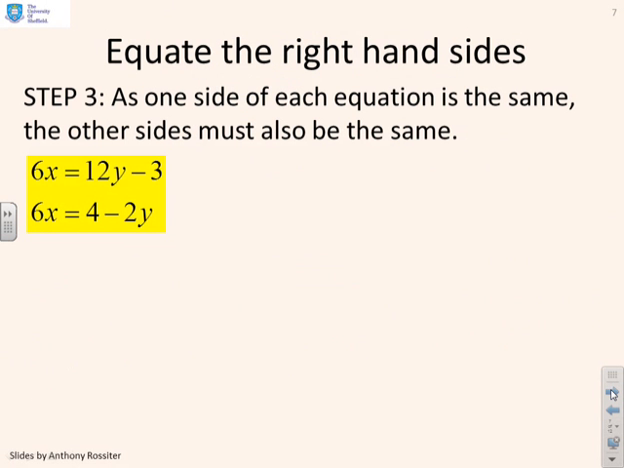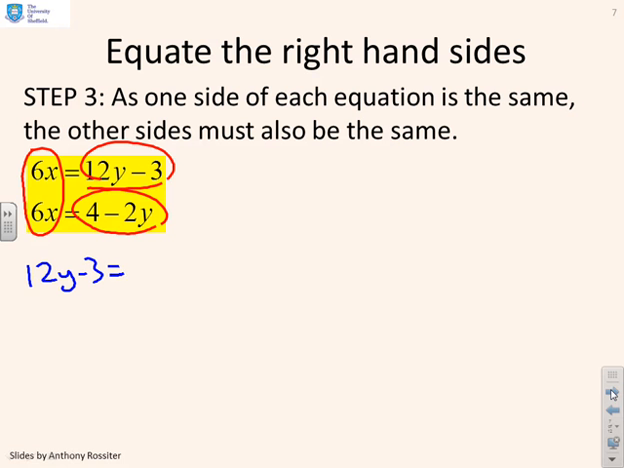Right, step number 3. As one side of the equation is the same, then the other sides must also be the same. So these two are the same, so that means that this value must equal this value. So now I can solve. So I can write 12y minus 3 equals 4 minus 2y, which gives me 14y equals 7, or y equals 0.5.